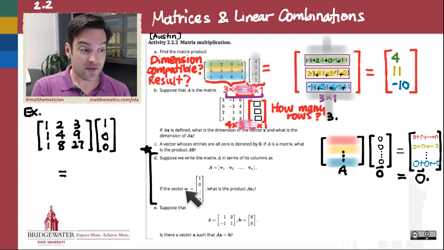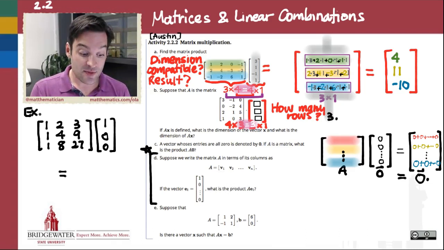And suppose that I take the vector that I call e1, sometimes called the first standard vector. This is the vector whose first entry, that's where this 1 comes from, is 1, and all the other entries in this vector are 0. So what do you think is going to happen if I multiply my matrix A by this vector?